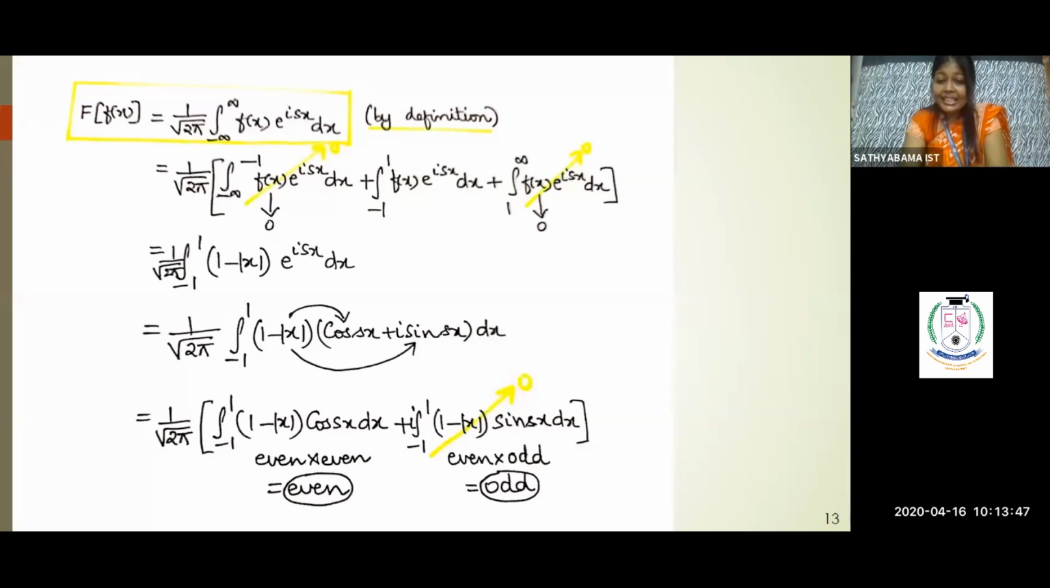Now look at the second integral. I know 1 minus mod x is even, but sine is odd. So what is even into odd? It is odd. So integral minus 1 to plus 1 of an odd function becomes 0. The second one vanishes. I have only the first one. And what happens to the first integral? Because it's an even function, it becomes twice 0 to 1. Okay, so that's the next step. Twice 0 to 1. Let's go to the next slide.